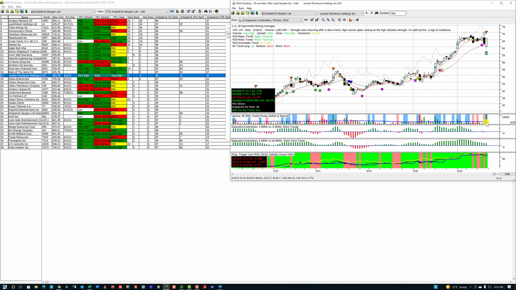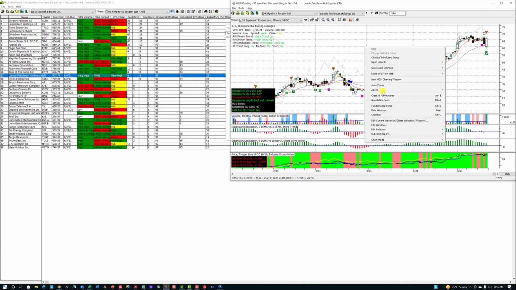But you can see that a lot of buyers came in here with this volume on Friday, and the fan is in an uptrend. The Kirkpatrick RS rank is 99, so that needs to go into a watch list.